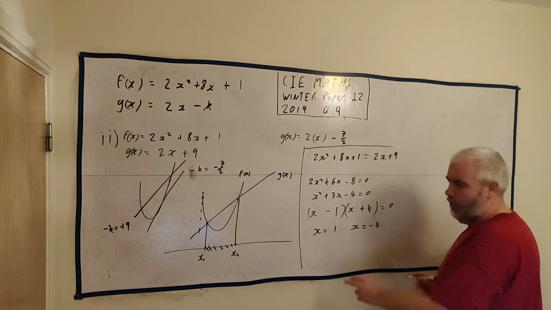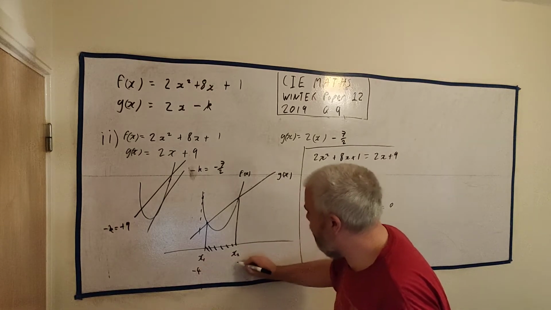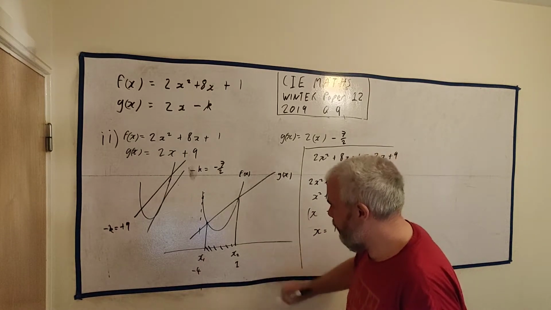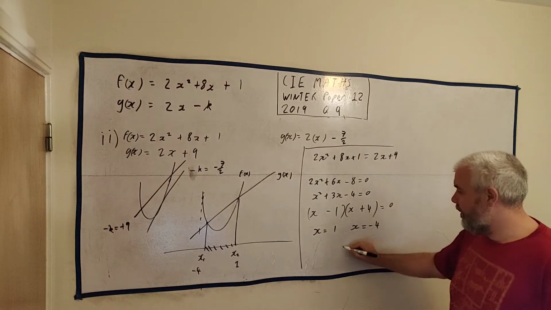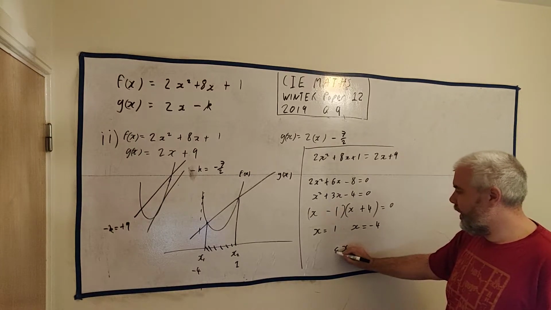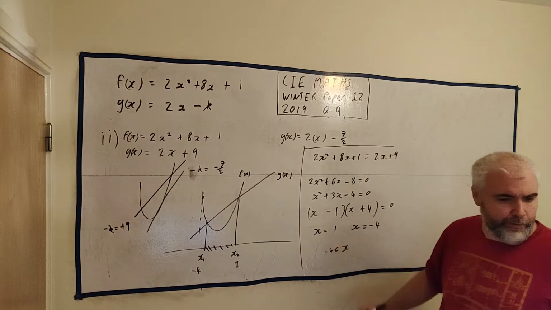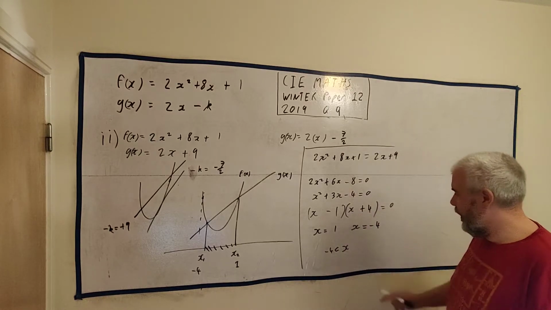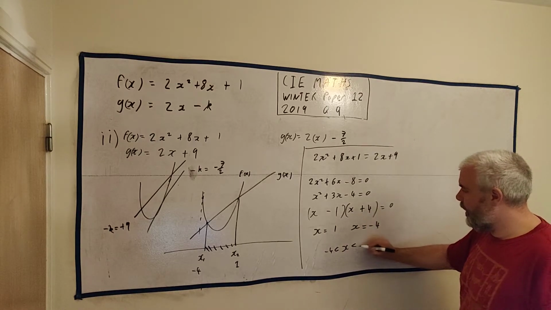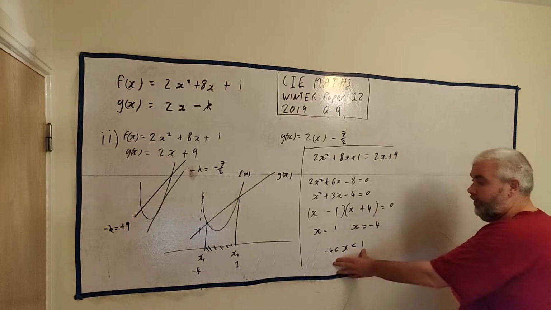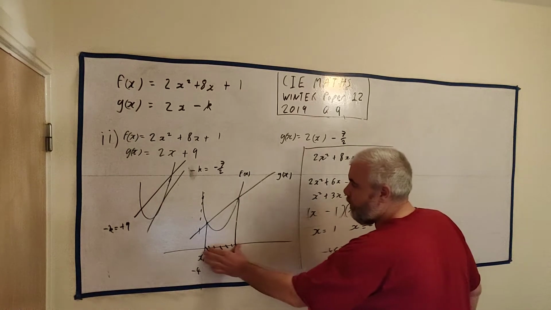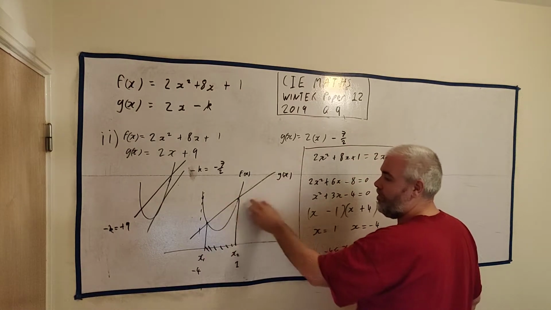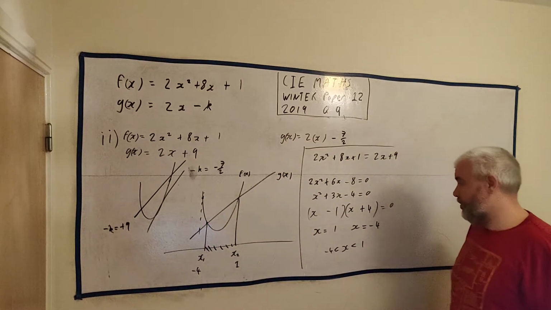Well, minus 4 is smaller, so this must be minus 4 here, and this must be 1. So the answer to the question is x is bigger than minus... do they want bigger than or equal to? No, just bigger than, so bigger than minus 4 and less than 1. That is the full answer to this question. That is when f(x) is smaller than g(x), in between these 2 points.